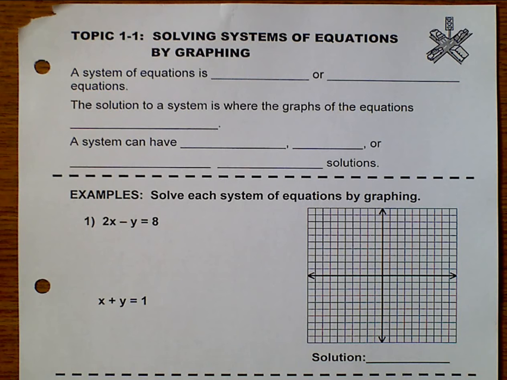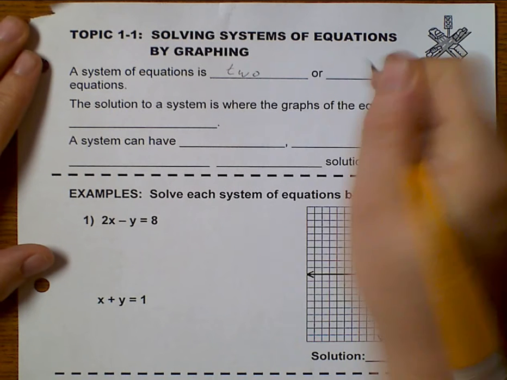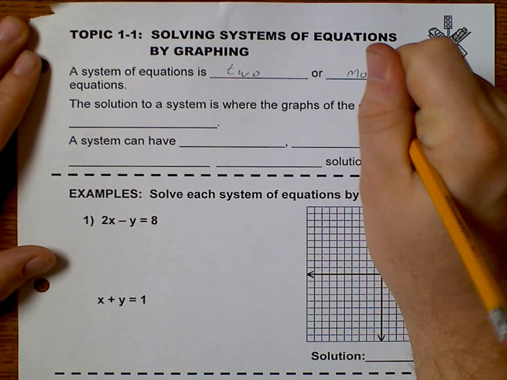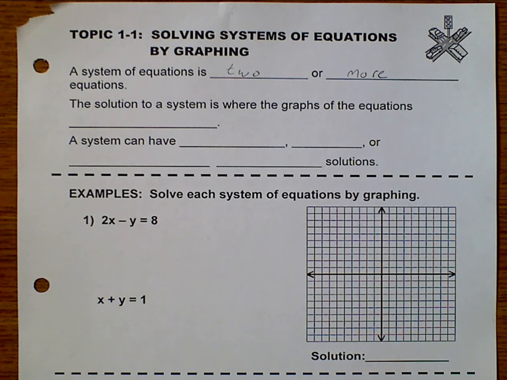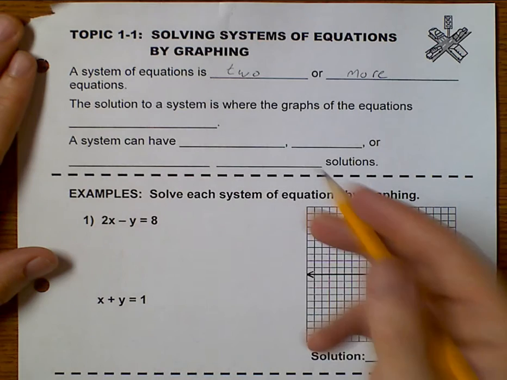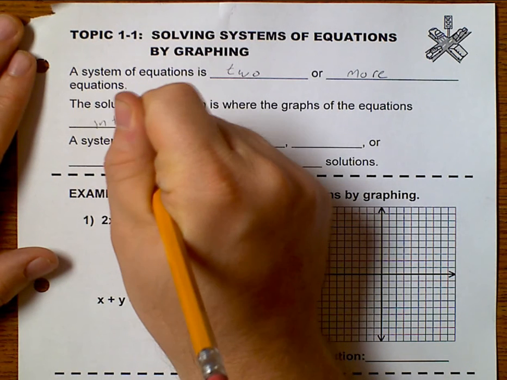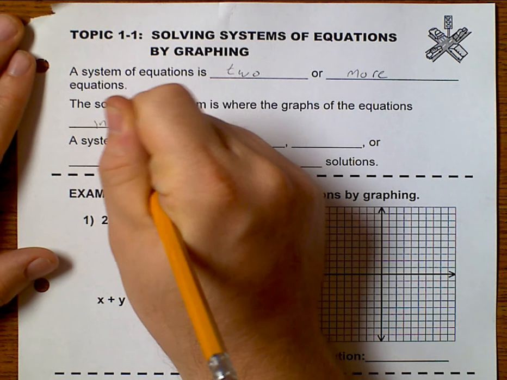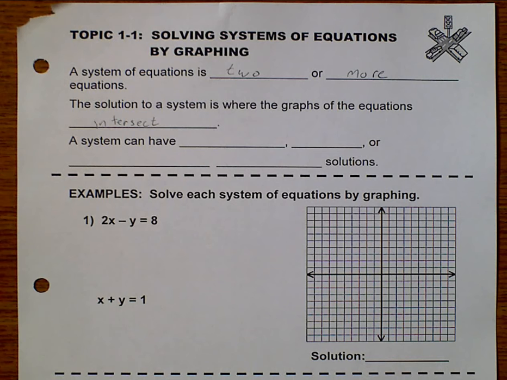So let's first talk about what a system of equations is. A system of equations is when you have two or more equations. And here we're more specifically talking about linear systems of equations. The solution to a system is where the graphs of the equations intersect. So wherever we have an intersection, that's where we have a solution.